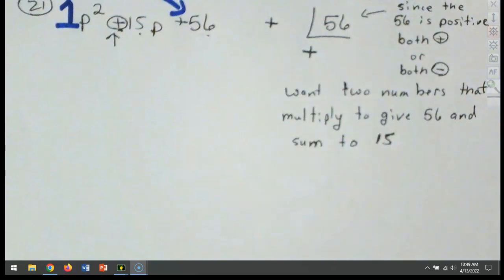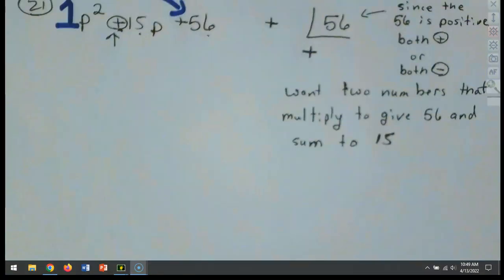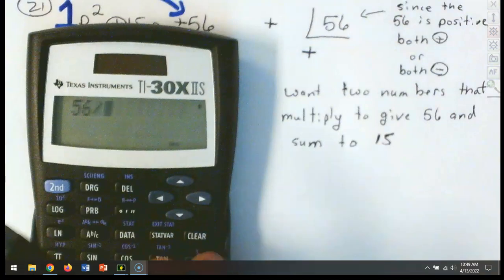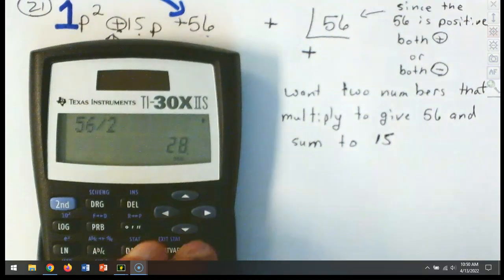Now, what two numbers are going to work? If you can't find them, then you start dividing. 56 is an even number. So let's start with 56 and divide it by 2. 2 and 28. Well, 2 and 28, does that give you 15? Nope. So now we move up.